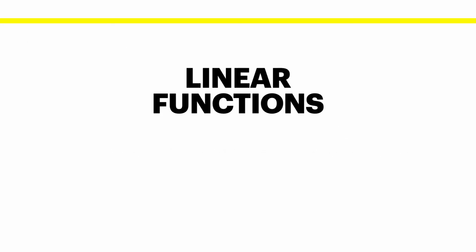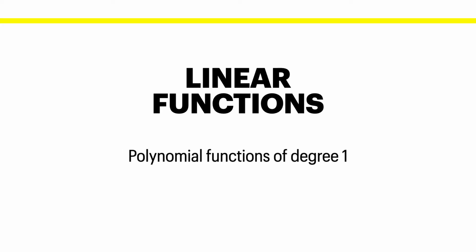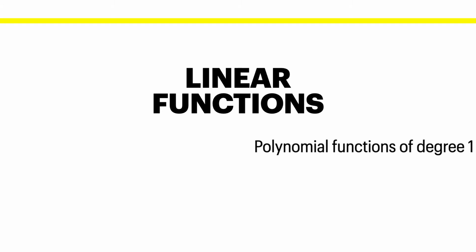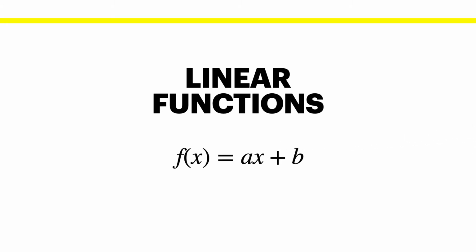Okay, so the first of the polynomials, the simplest one, we've been doing since algebra, are linear functions. Technically, linear functions are polynomial functions of degree 1, so there's a highest degree of 1 in a linear function. Now, the standard form for a linear function is in this syntax: f of x is equal to ax plus b.